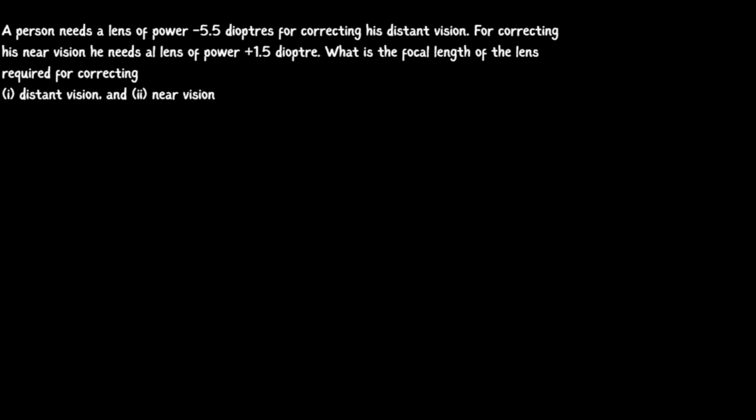First case, it is distant vision. So for distant vision, they have given the power. So power P, power of lens P is equal to minus 5.5 diopter. We have to find the focal length for correcting a distant vision. So we have to find out F. So the formula is P is equal to 1 by F in meter. So F is equal to 1 by P in meter.